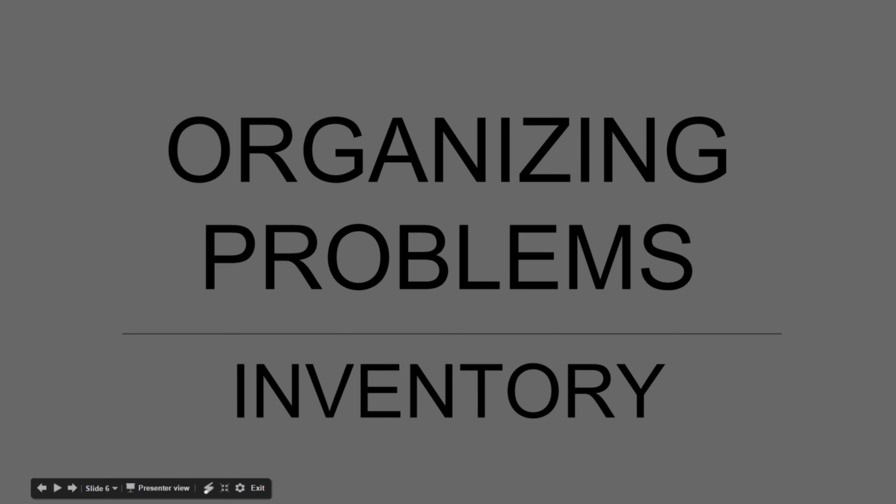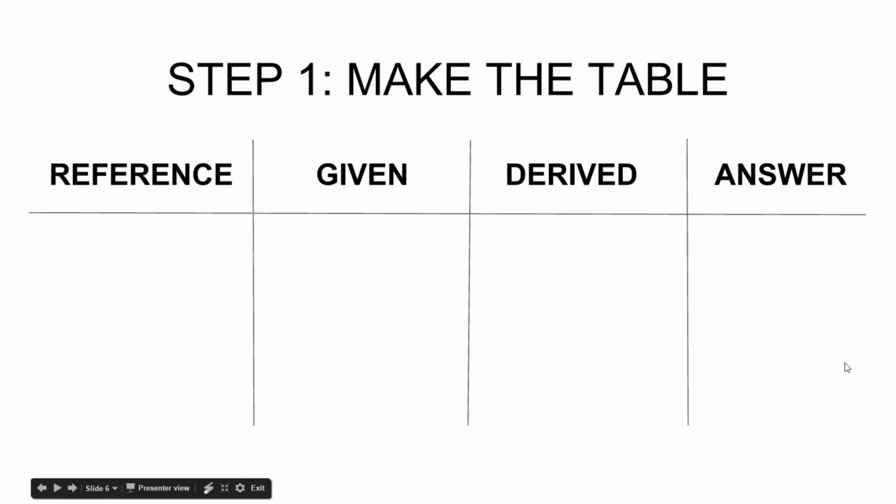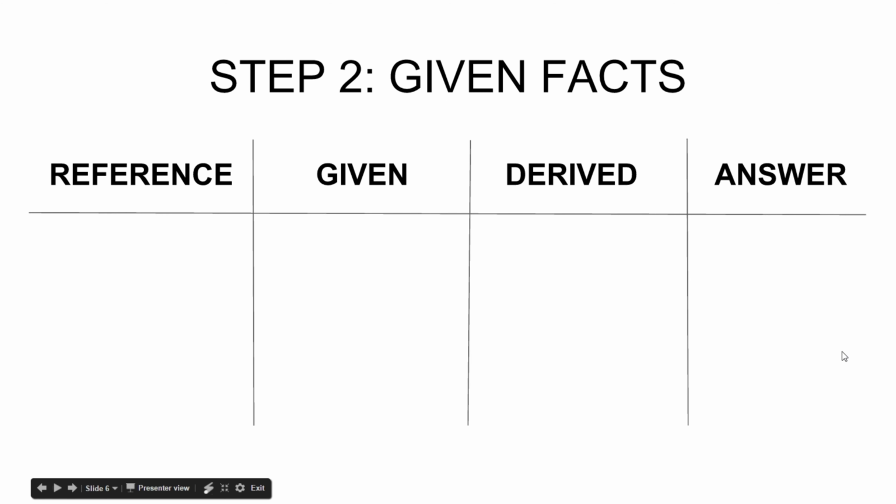The first step is to make the table. Create 4 columns and these headings. Step 2 is to interpret the word problem into facts that you can put in the given column. These are things that are given to you.